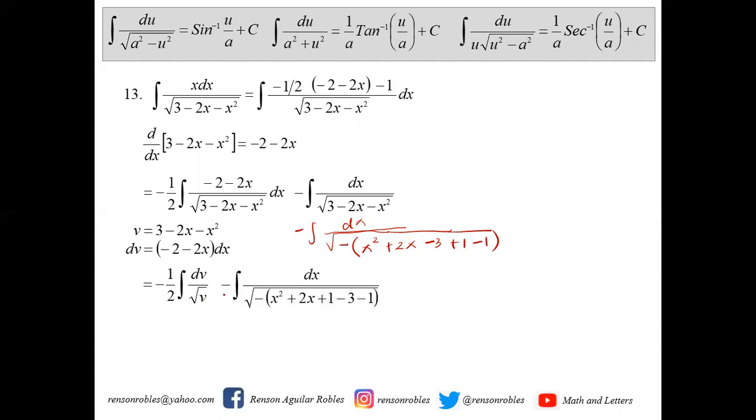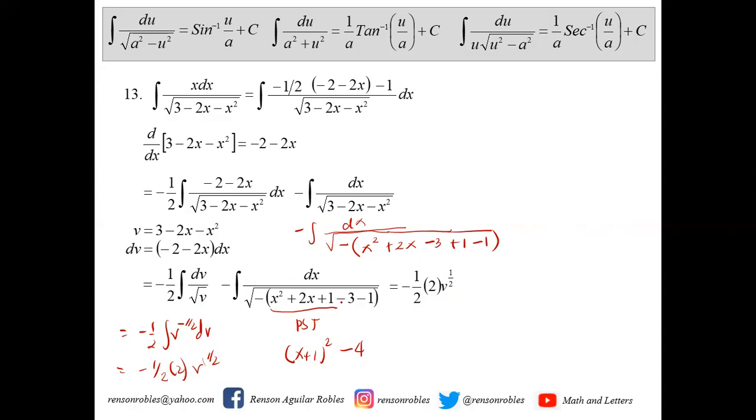So you now have minus the integral of dx all over the square root of the quantity x squared plus 2x plus 1 minus 3 minus 1. Again, this is a perfect square trinomial whose factor is x plus 1 squared, and then you add this 1 to the 3, that will give you negative 4. The first one can now be written as negative 1/2 times the integral of v raised to negative 1/2 dv. Once you integrate, that is equal to negative 1/2 times v raised to negative 1/2 plus 1, that's 1/2. Then you take the reciprocal, so you arrive at negative 1/2 times 2 times v raised to 1/2.